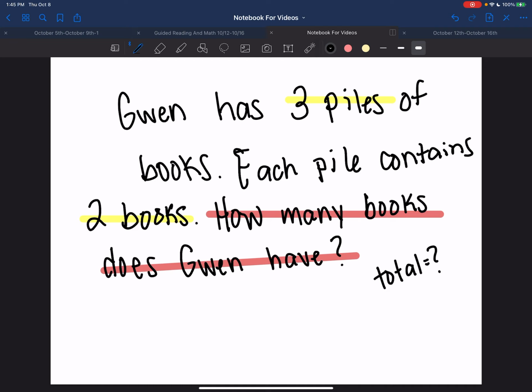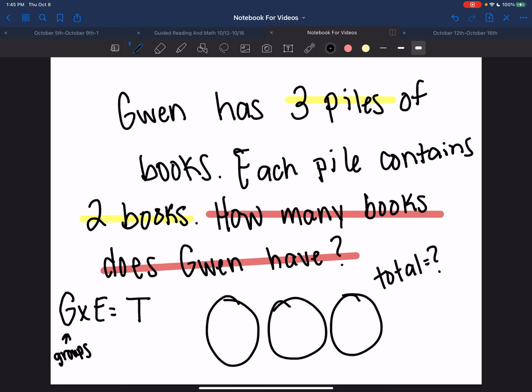So remember to find total, we're going to have to use multiplication, and we're going to think back to G times E equals T. We're looking for that T in this problem. We're looking for the total. So let's solve. What is G? Well, G are my groups. In the problem, it says she has 3 piles of books. So she has 3 groups of books.